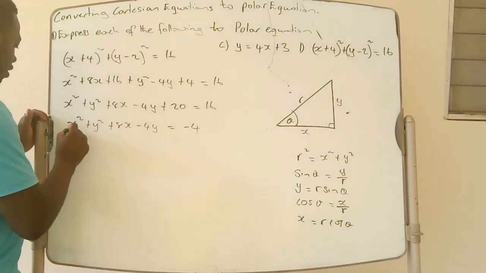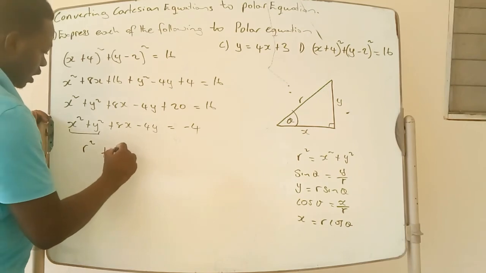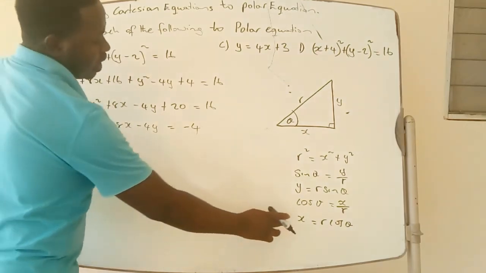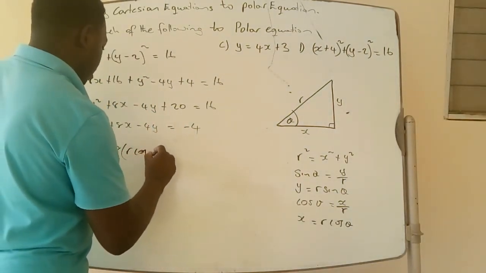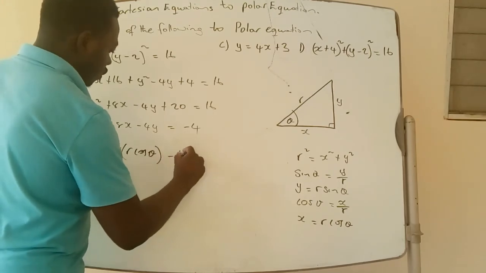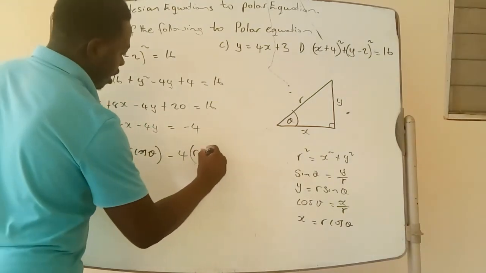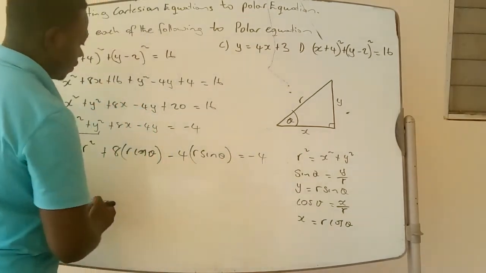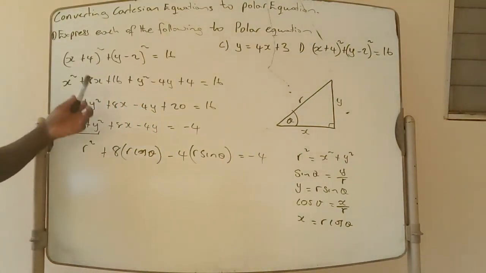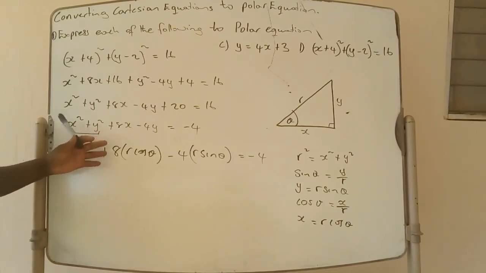So, all of this part here, that's just r² plus 8 times x. But what is x? x is just r cos θ. So that's just r cos θ. Minus 4 times y. But what is y? r sin θ. So this is just r sin θ, which is equal to minus 4. Clear there? And that's it. That's this equation in polar form. This is it. But you can try to simplify this a little bit.